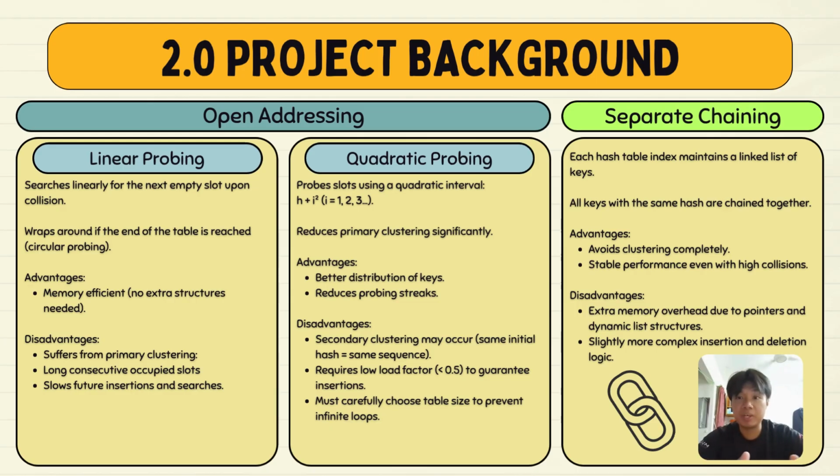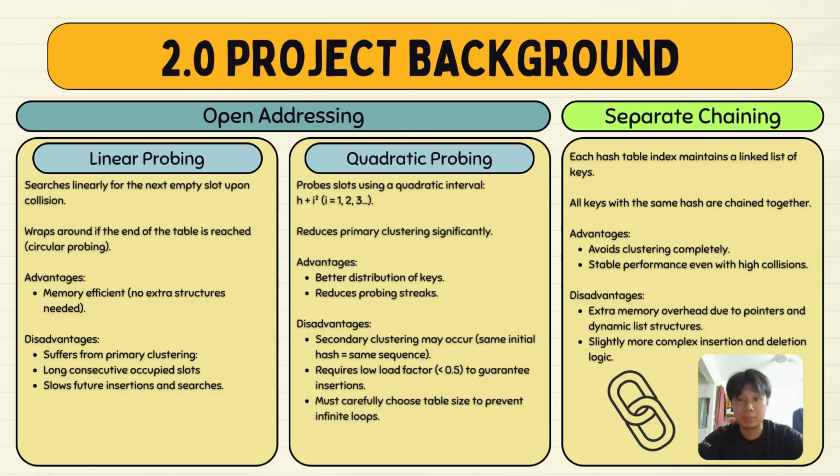Hashing leverages a mathematical function to translate a key into an index within a bounded array, the hash table. However, the inevitability of collisions, where multiple keys map to the same index, necessitates robust resolution mechanisms. In this project, we implemented three: open addressing with linear probing, quadratic probing, and separate chaining. Linear probing searches linearly for the next empty slot in the event of a collision, cycling back to the beginning if needed. While space efficient, it suffers from primary clustering, where blocks of consecutive filled slots degrade performance over time.